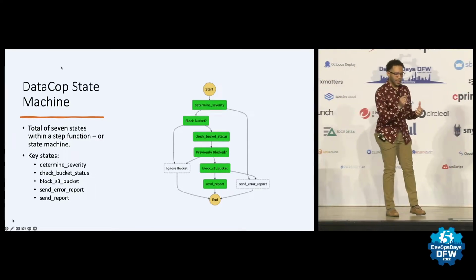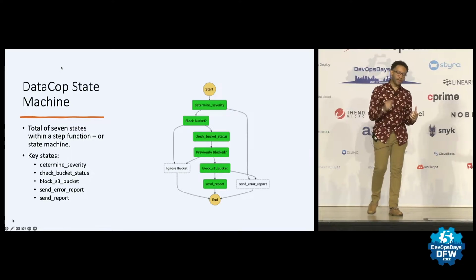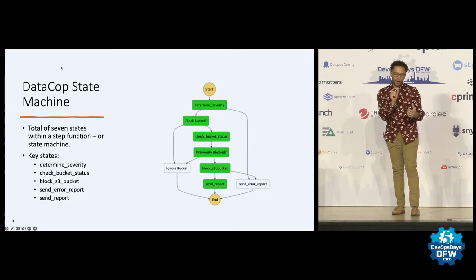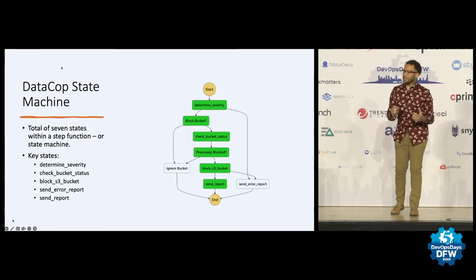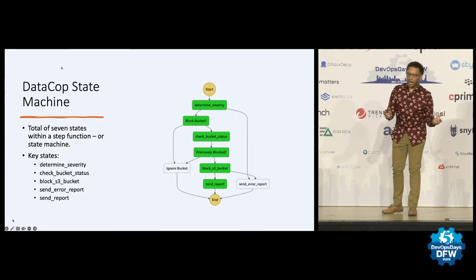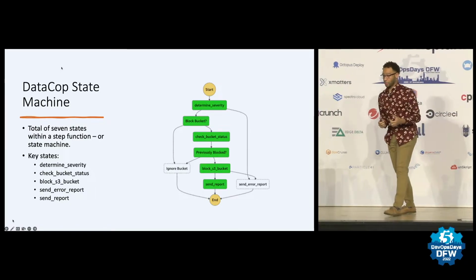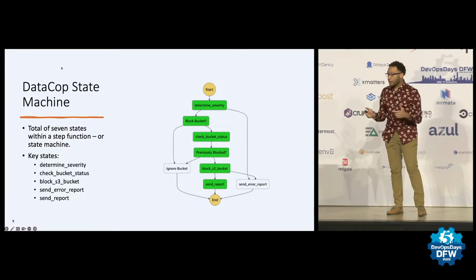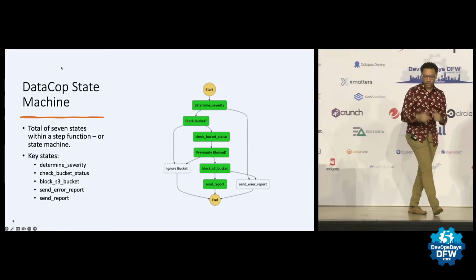It's going to parse through the JSON file after it's downloaded, and it's going to check what the classification of it is. In this case, if it's a high, then it's going to ask, do you want to block the bucket? And if it's a high, then it's going to say, okay, cool. Let's go ahead and check the bucket status.